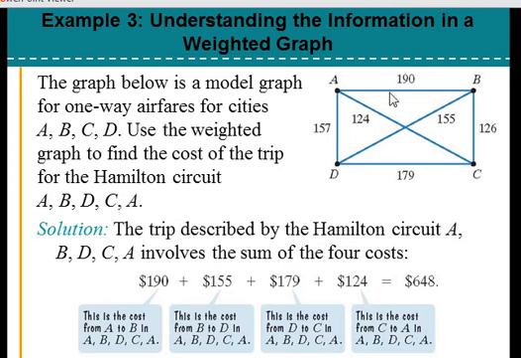A to B is 190. B to D is 155. D to C is 179. We have that here. C to A is 124. We have that there. So the cost would be $648. That would be the cost that we would have for that Hamilton circuit, A to B, B to D, D to C, C to A.